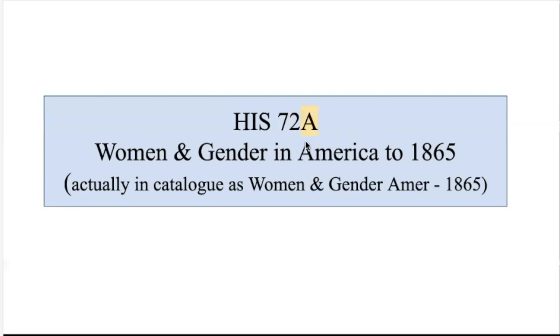There is a 72B. If you know anything about Western conventions of measuring time and that history involves change over time, you can figure out that 72B is most likely to cover women and gender in America after our end point for this course of 1865.